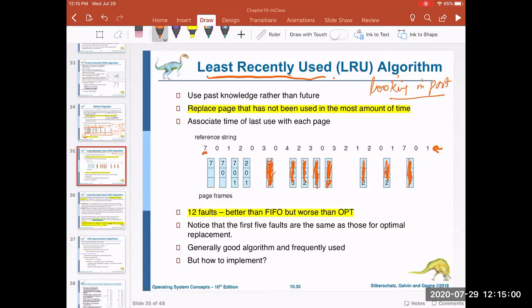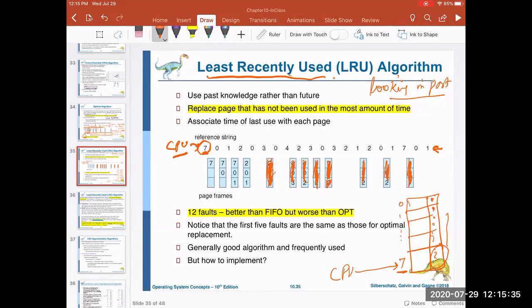So the sequence first, the RAM is empty. When 7 is called by the CPU, this is not in the memory. Just to make this clear for Xiang: whenever there is a call to page number 7, 0, 1, and so on, the valid bit for all of them is invalid. So the CPU would call this page number, and from this page number we look into the page table. This is invalid, so it creates a trap.